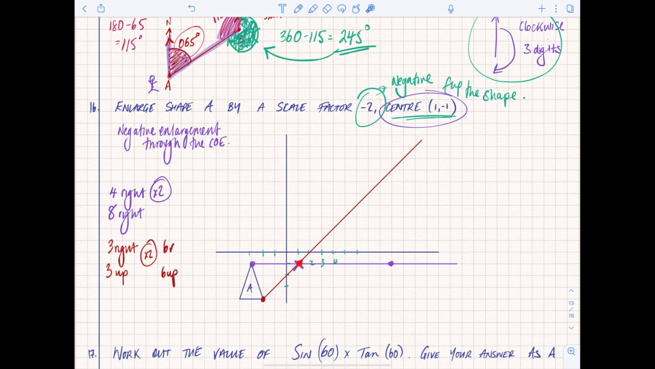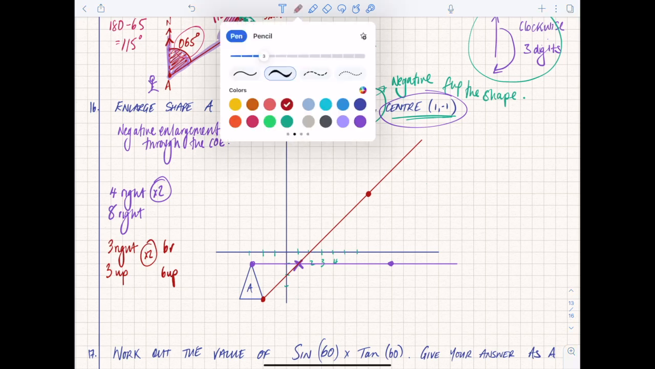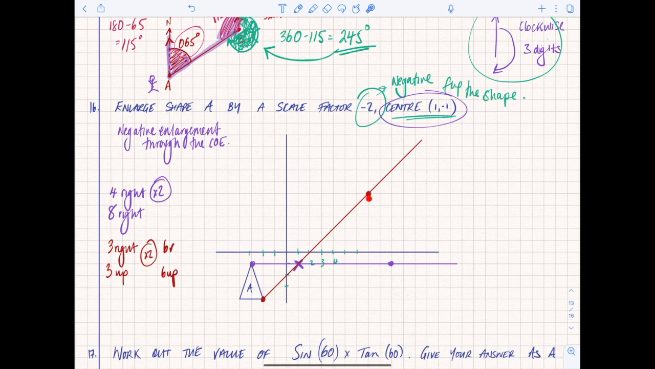Remember, you go back to your centre of enlargement and you count 6 right, 1, 2, 3, 4, 5, 6 right, and then 6 up, 1, 2, 3, 4, 5, 6, and you can see I end up on that line there. So that bottom right hand corner of the triangle now actually becomes that point there.